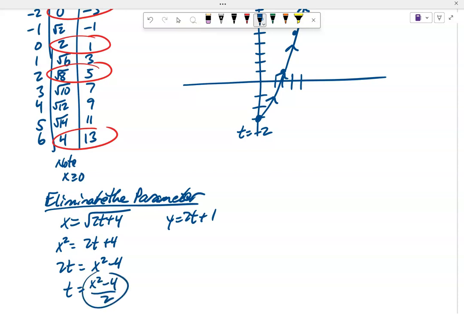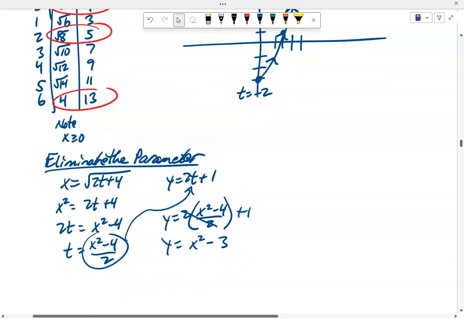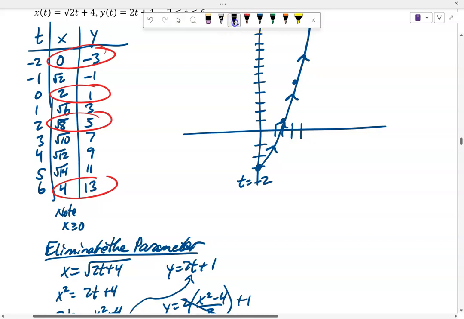Now I'm going to throw that in right there. So y equals 2 times x squared minus 4 all over 2 plus 1. So we got y equals x squared minus 4 plus 1. So x squared minus 3. But note our domain was only greater than or equal to 0 for the x values based on the t, right? Because our x's were greater than or equal to 0. The center of 4, right?